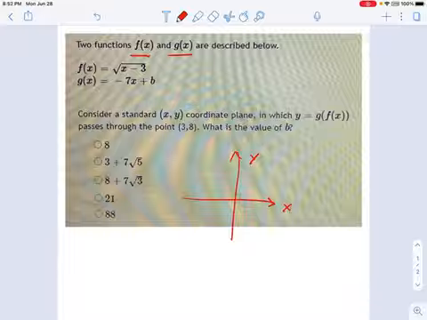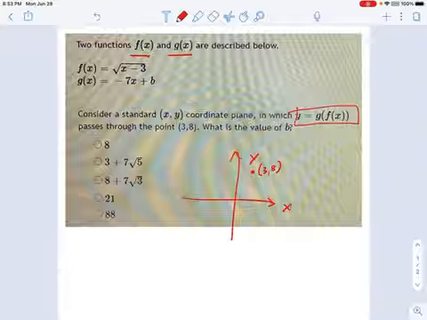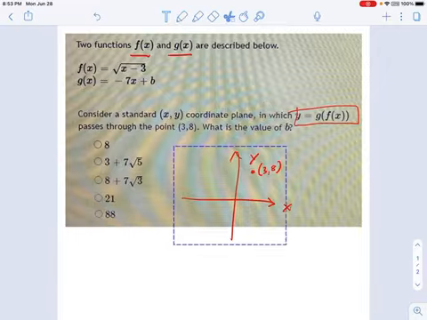And that line, and we're talking about this line right here, that equation, passes through the point 3, 8, which is going to be somewhere over here, right? It's going to be x equals 3, y equals 8. It passes through that point, and it wants to know what's the value of b. So there's a lot going on here. Let's try to step back and break this apart for a moment.